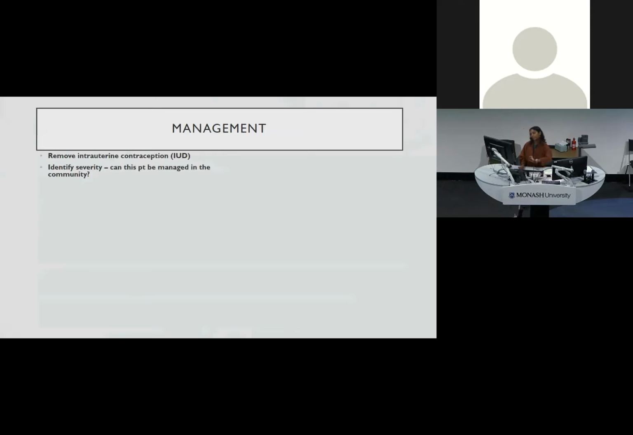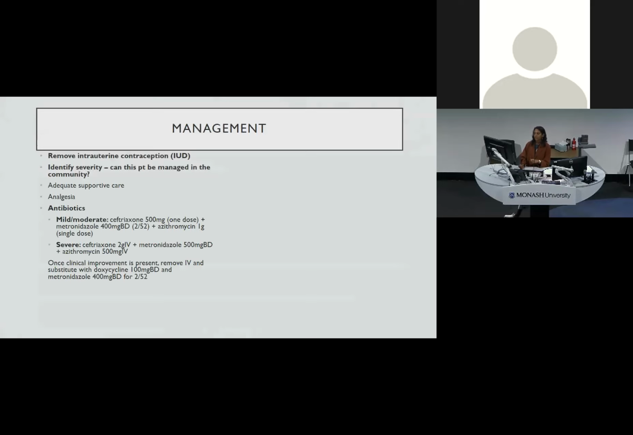So in terms of the general management, if they've got an IUD in situ, you do need to take that out and then discuss contraception since you've taken away their IUD. Depending on how severe their symptoms are, you can either manage in the community or in hospital. So you do this through antibiotics. For anyone who is mild or moderate, they can be an outpatient, so in the community. So you will give them 3 drugs.